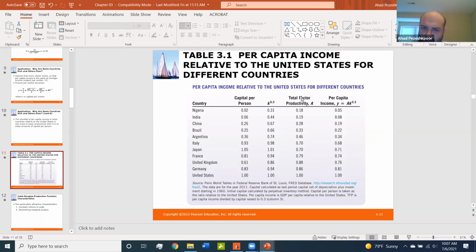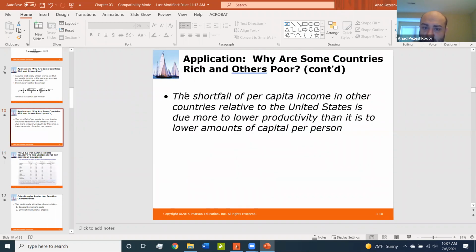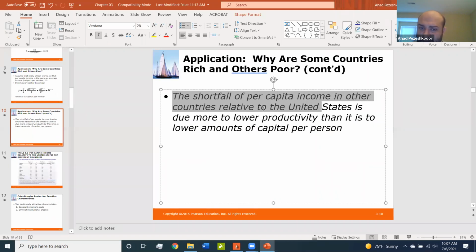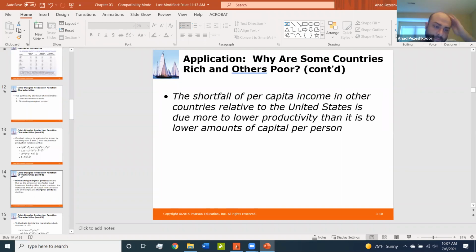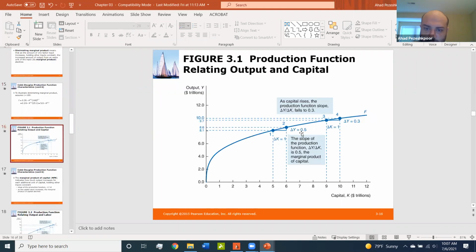Yeah, this is total factor productivity. You see, these are different countries, United States, Japan, and this is what I said when I said total factor productivity is the most important part of an economy. The shortfall of per capita income in other countries relative to the United States is due more to lower productivity than it is to lower amounts of capital per person. This is why I talked about the importance of technology and efficiency and experience, education, and all of that.